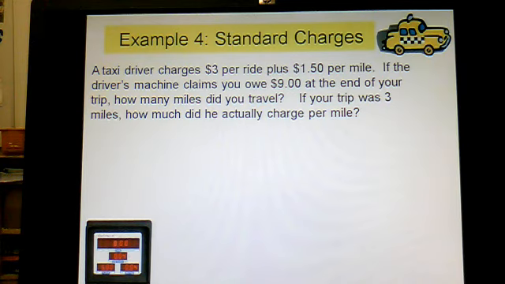So you charge it. Driver claims you owe $9 at the end. And boy, these machines never work right. If you've ever been in a taxi, man, I don't believe them ever. I wish I could challenge them every single time.